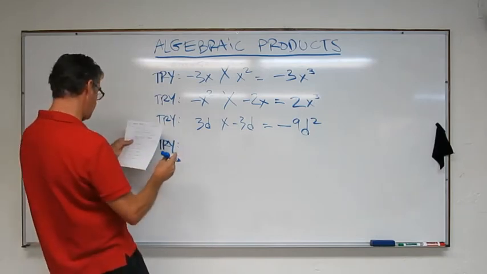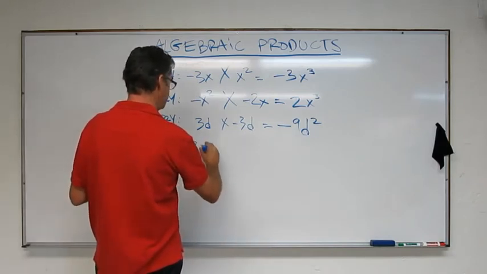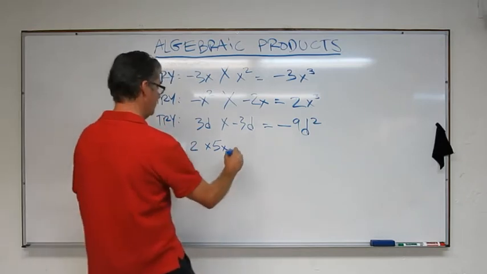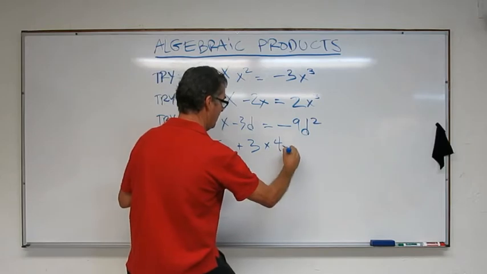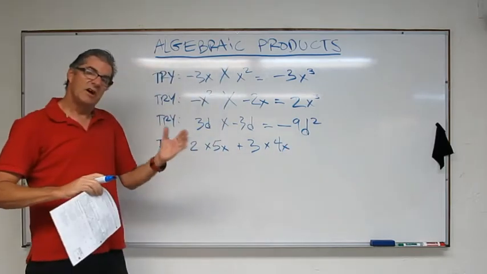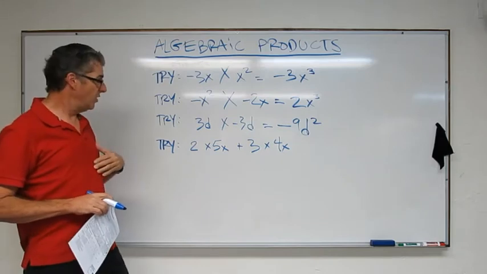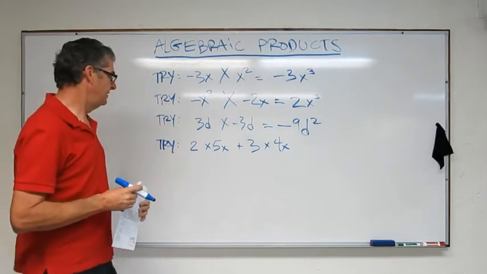Okay, how about another? These are going to be a little more complicated. 2 times 5x plus 3 times 4x. So we're going to use collecting like terms to simplify this down at the end. So go ahead and give it a shot. Pause the video. Okay, let's see how you did.